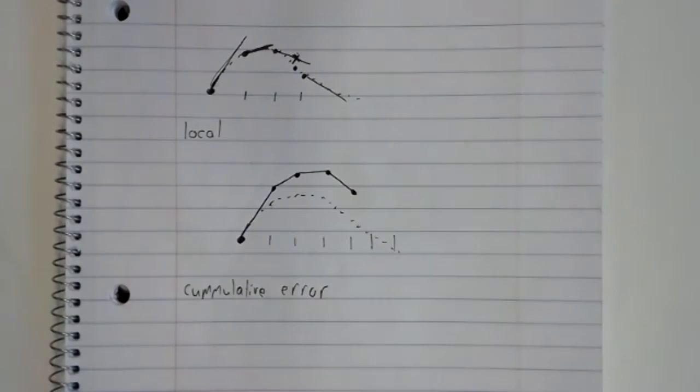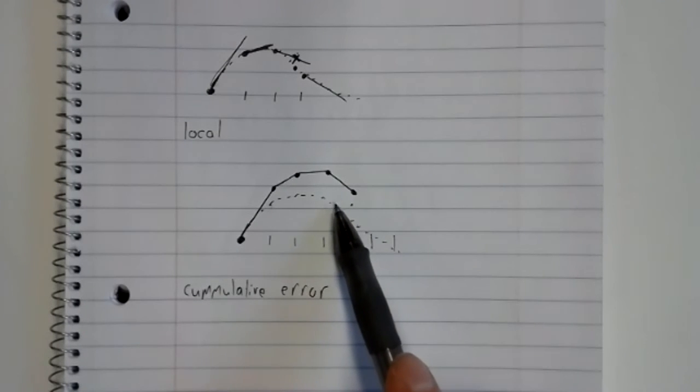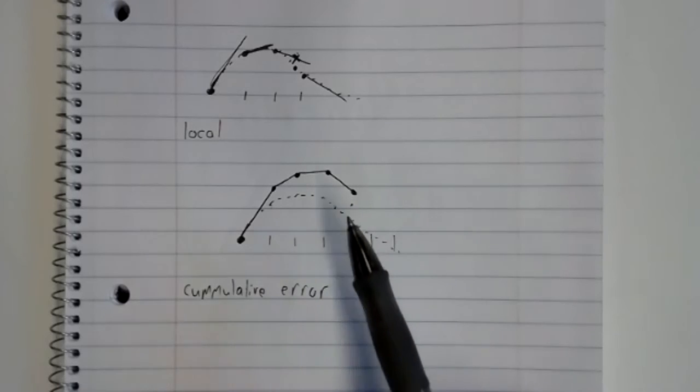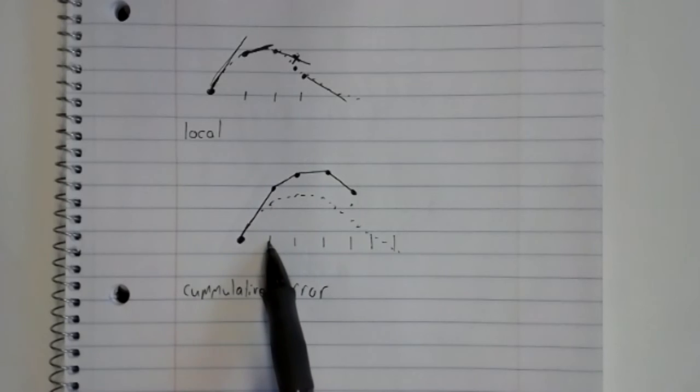Due to cumulative error, our approximation over here on this interval is worse than our approximation over here on the first interval. Our approximation on the next interval will be even worse. At some point, our approximations will become so inaccurate that they're useless.